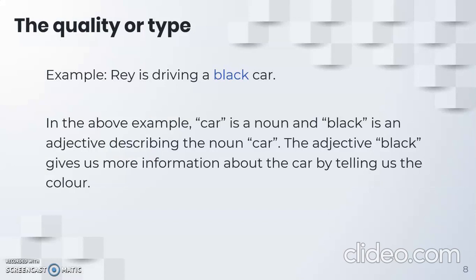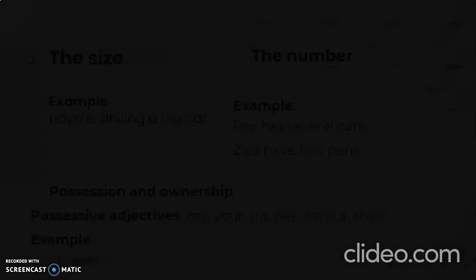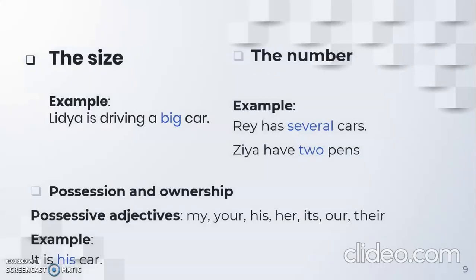There's a sentence: Ray is driving a black car. From here we know that car is a noun and black is an adjective. The word black is describing the noun car. So the adjective black gives us more information about the car by telling us the color. And the size. Example: Lydia is driving a big car.